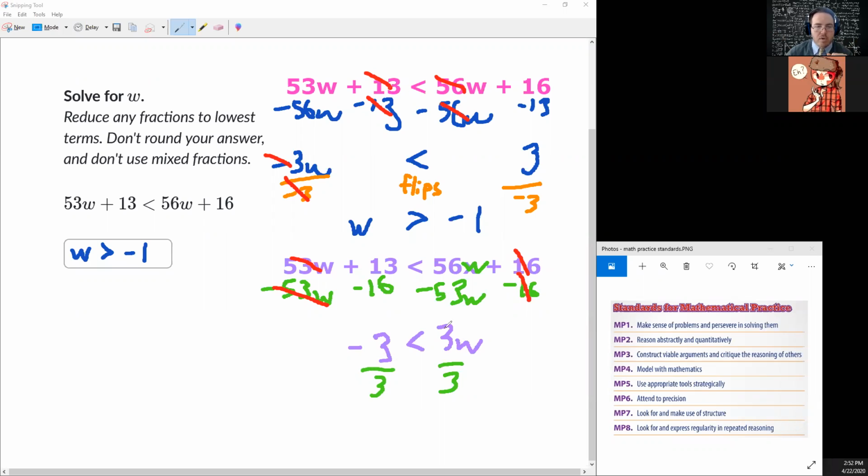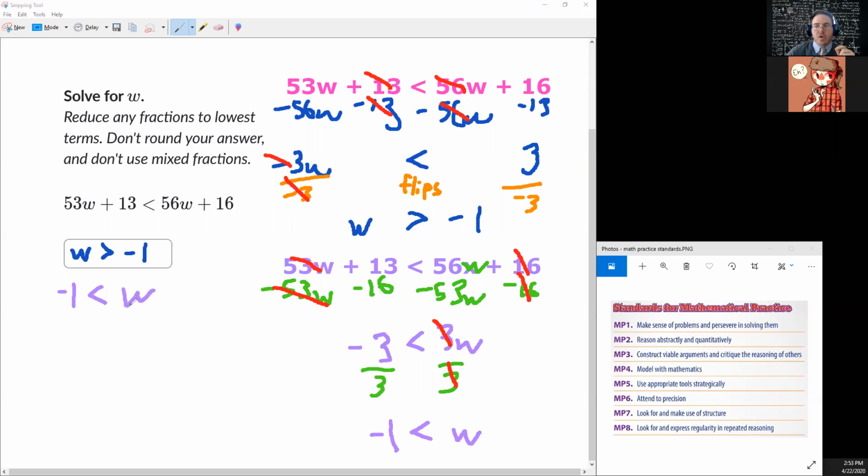So what we end up with here, since 3 divided by 3 is equal to 1, we get 1W on this side of the inequality. Negative 3 divided by 3 is still negative 1. And I'm so lazy, I'm not even going to bother writing that 1. So notice these two things. I've just done the problem two different ways, and I ended up with negative 1 is less than W.